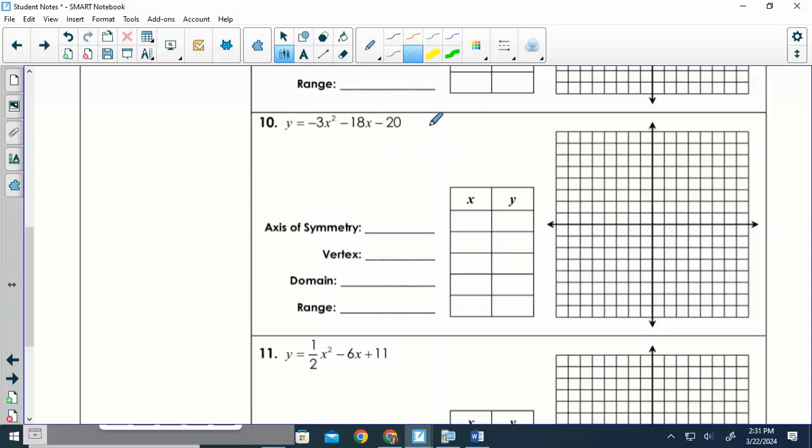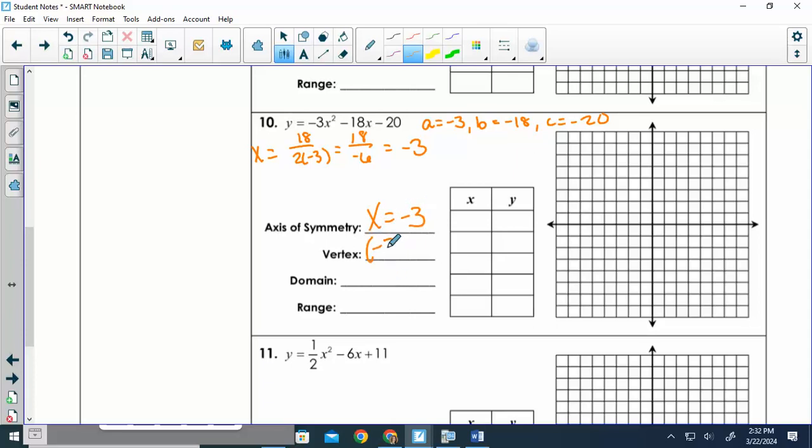Alright, what is my A? What is my B? C? So vertex, opposite of B, the opposite of negative 18 would be 18 over 2 times negative 3. So you get 18 divided by negative 6, which is negative 3. So axis of symmetry is x equals negative 3.